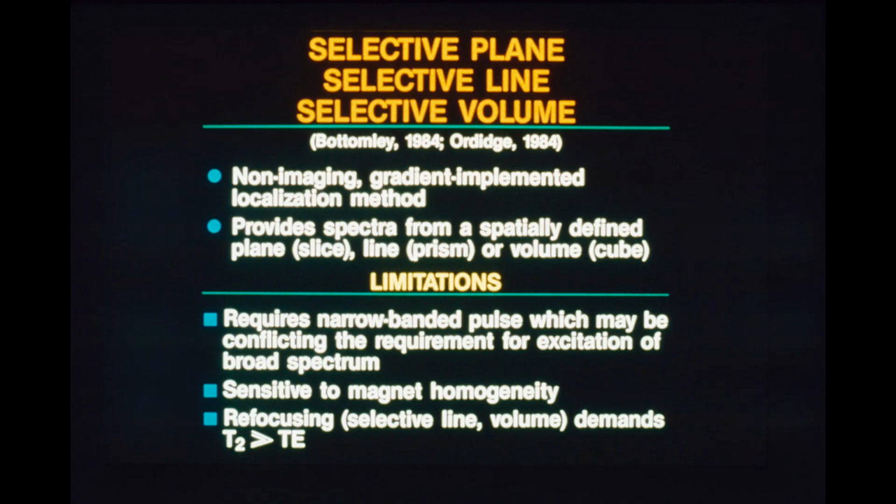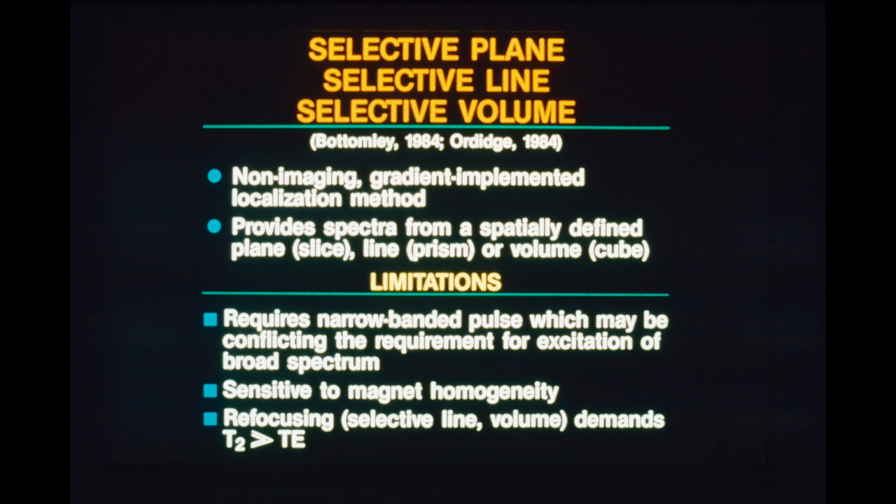Third technique, which is more or less the one that's being used today by most groups in the world, is to use the gradients that we generate for imaging to localize where the spectroscopic data is coming from. We can define things in terms of a slice, a line or so-called prism, or actually a volume, some kind of cube. There are some concerns in terms of having to use a very narrow pulse, which may conflict with the fact that we may have a very broad spectrum.